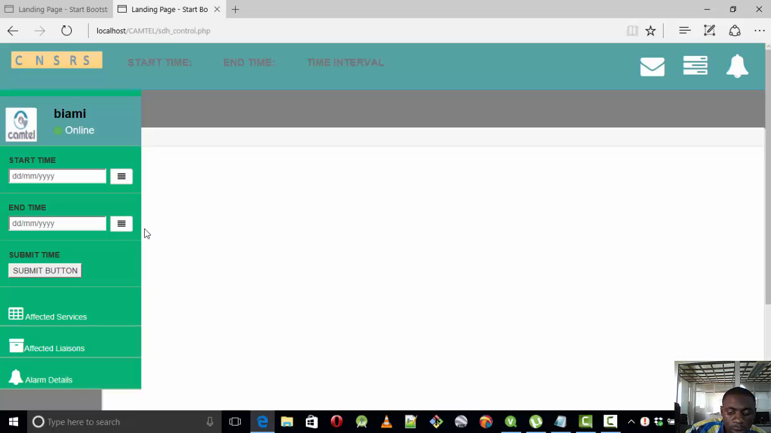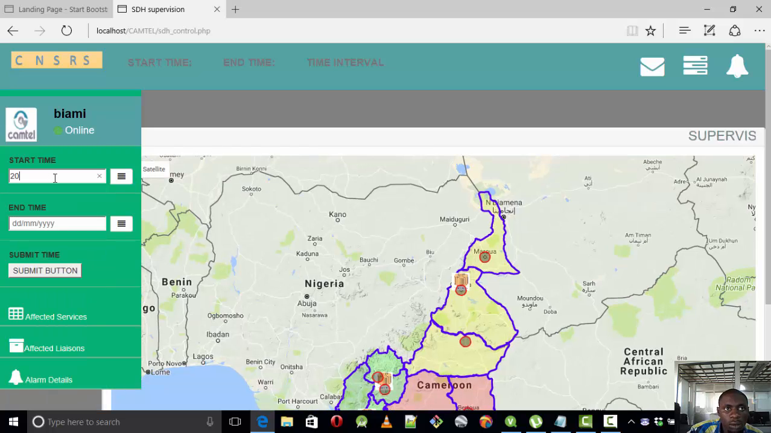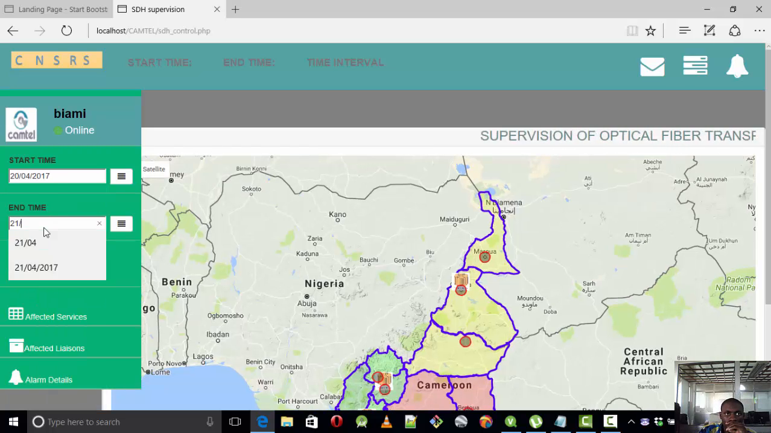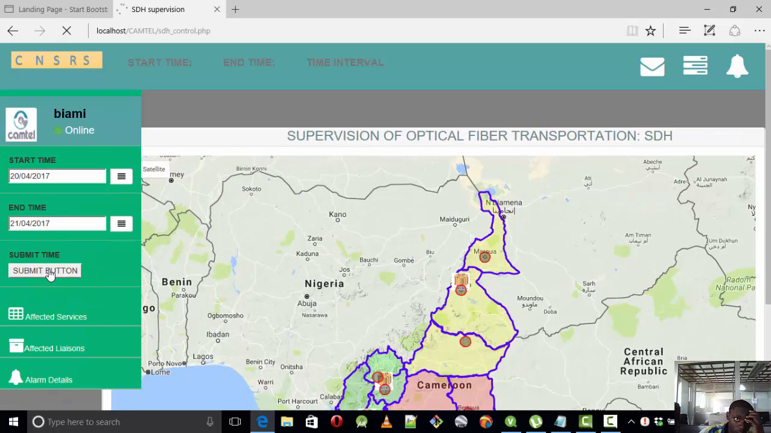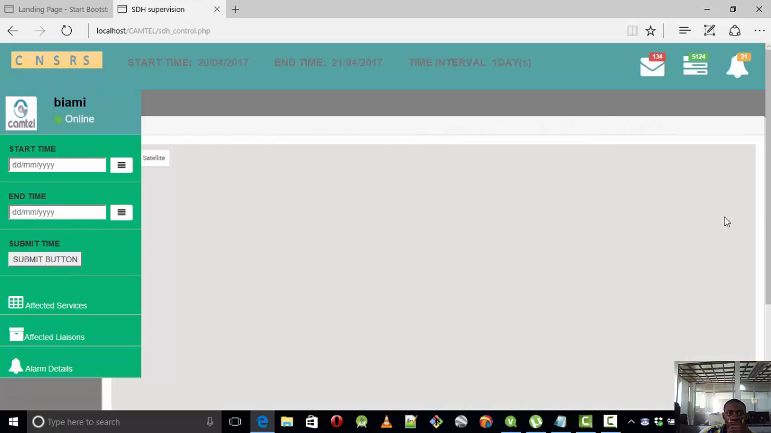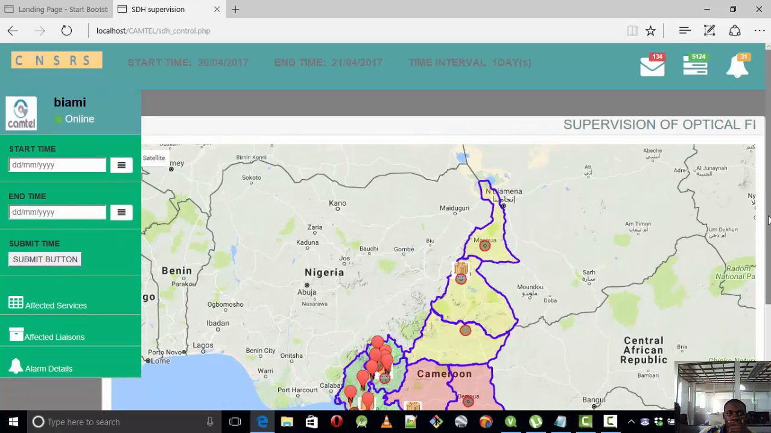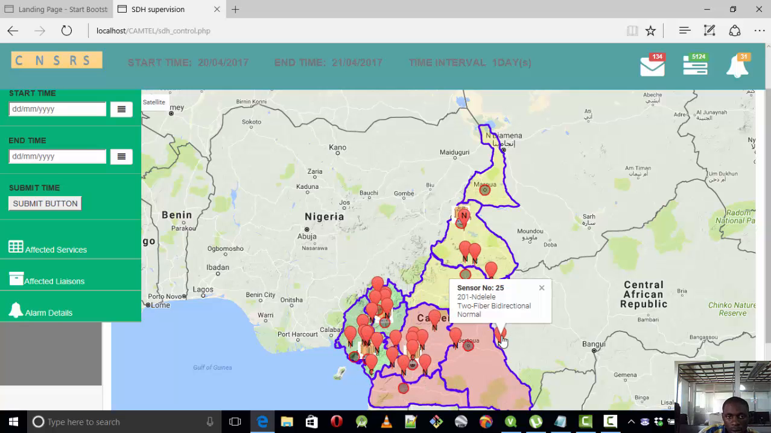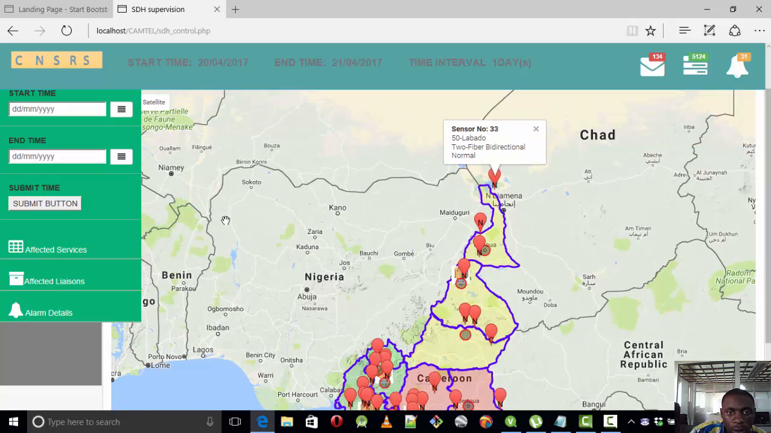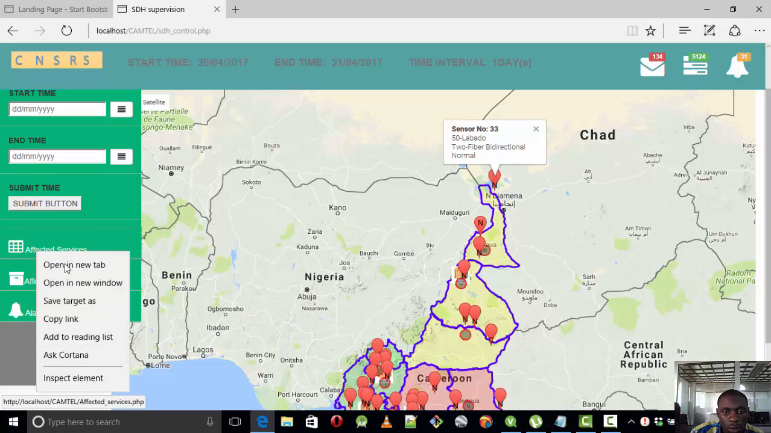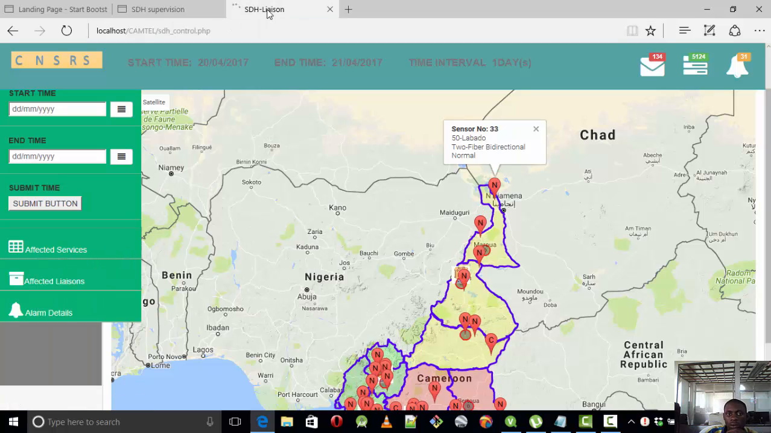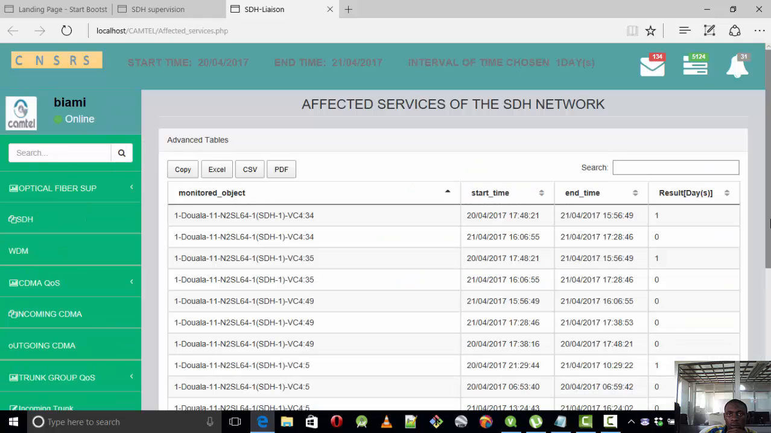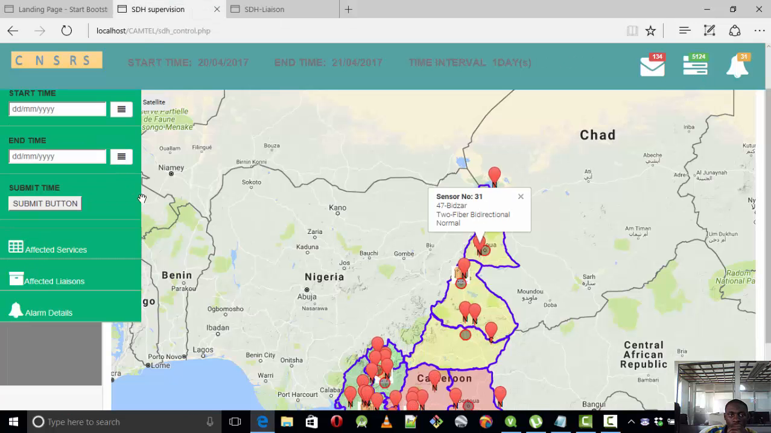So now for the SDH network, you enter the date and the time interval in which you want to find out the state of the system. So in our project, we had 33 sensors which monitored a total of over 114 ADMs that are in Camtel's UD mill interface. So you can get each sensor. So from the 33, just 30 to 31. So we can get all the ones in green.